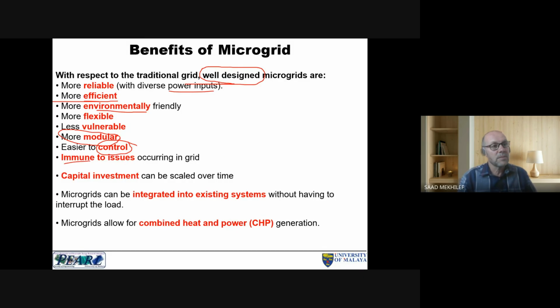And it's also immune from grid issues because when we design this microgrid, it can operate in both modes, as I said before. It should be able to operate isolated and also grid connected, most of them. Okay, especially if you have the grid.